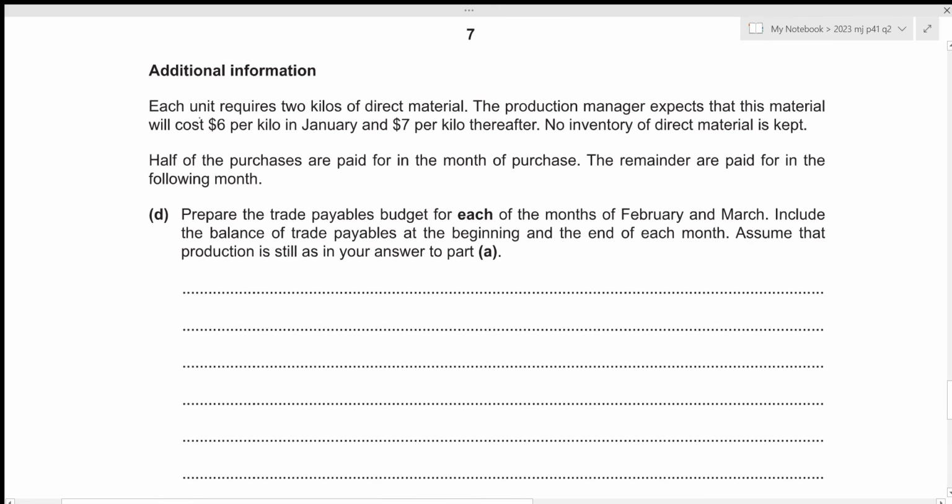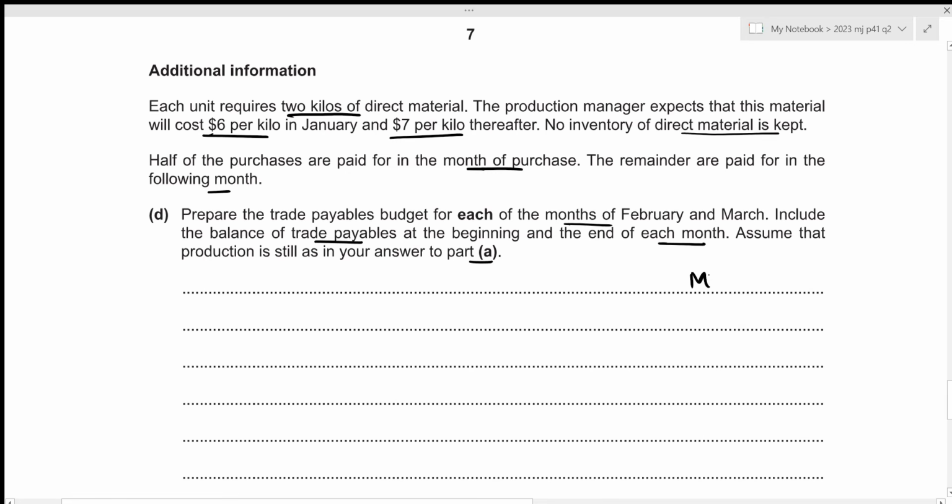We're given additional information. Each unit requires 2 kilos of direct material, and the production manager expects that this material will cost 6 per kilo in January and 7 per kilo thereafter, and no inventory of direct material is kept. Half of the purchases are paid for in the month of purchase, and the remainder are paid for in the following month. We now need to prepare the trade payables budget for each of the months of February and March, and we also need to include the balance of trade payables at the beginning and the end of each month. We need to assume that production is still as in our answer to part A.